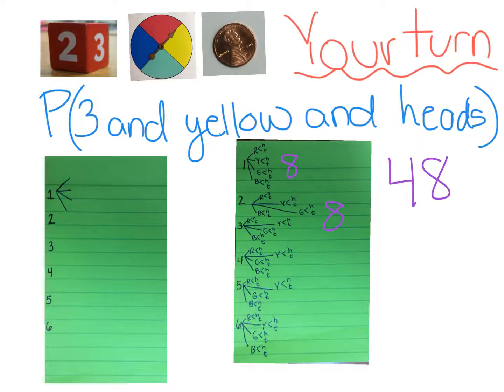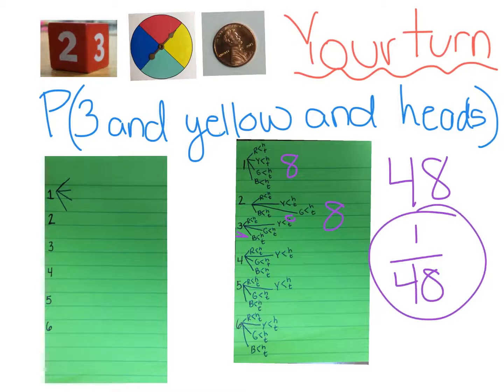So we looked at the probability of getting a 3, so that's here, of getting yellow, okay, so where's your yellow branch, and getting heads. That's only this little tiny one in here, so that's 1 out of 48 total combinations.